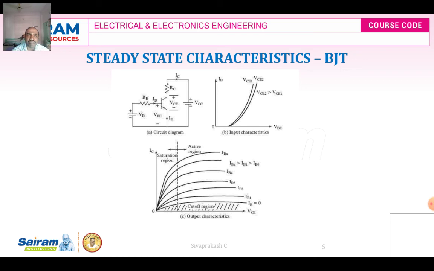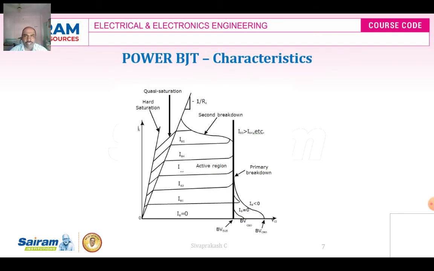The steady state characteristics of the BJT is different from the power BJT. Why, I'll show you. See, in this slide you are observing that the characteristics of the power BJT are quite different from the ordinary BJT, in that you are observing the quasi-saturation region. In the ordinary signal transistor you observed only the saturation region, but here you are observing both the hard saturation region as well as a quasi-saturation region.